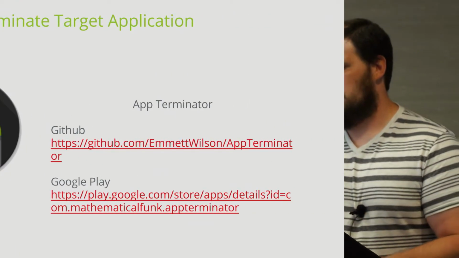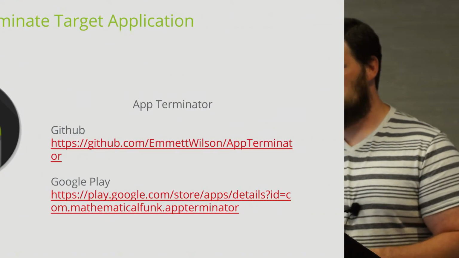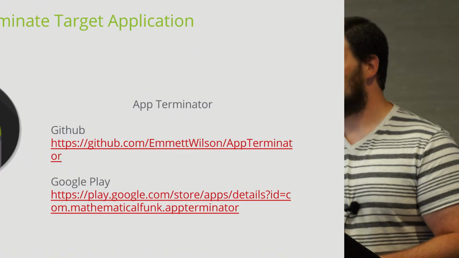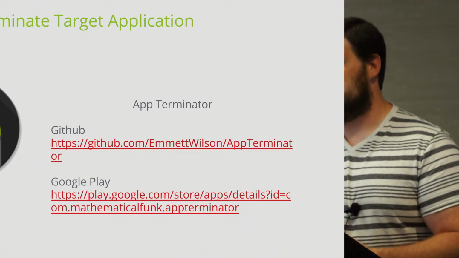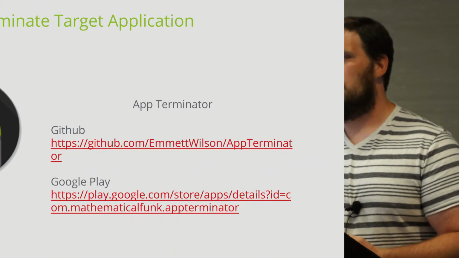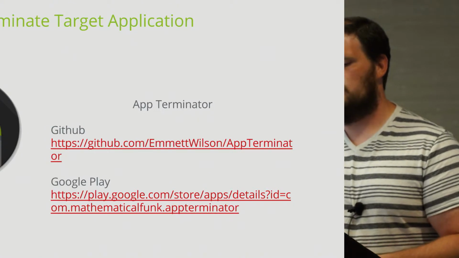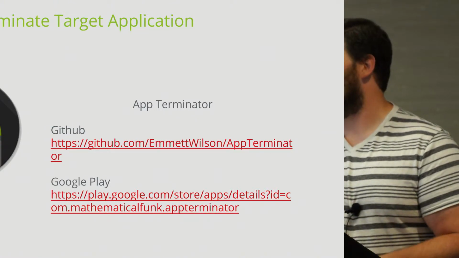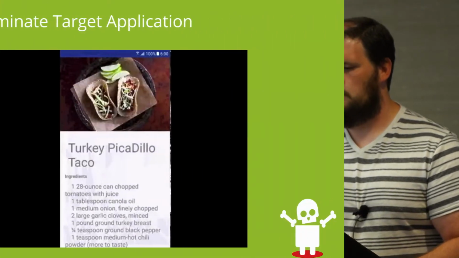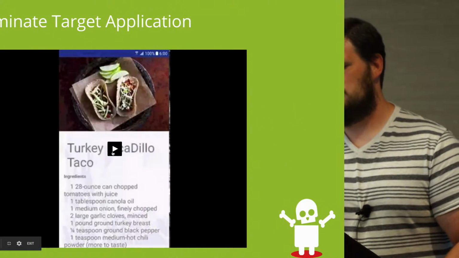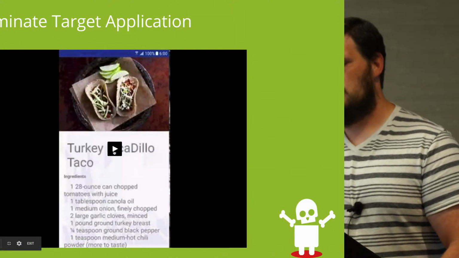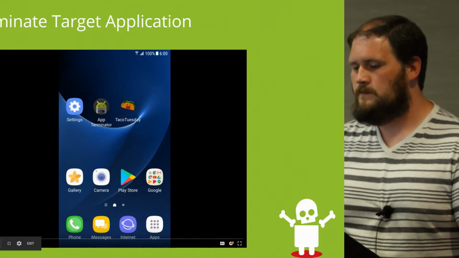So I put this up on GitHub, and it's probably unrealistically simple. So there's probably lots of use cases it doesn't cover, but it works well for mine. And it's on Google Play, but I encourage you to download it or fork it on GitHub. And so here's the demo of me testing my app using App Terminator.